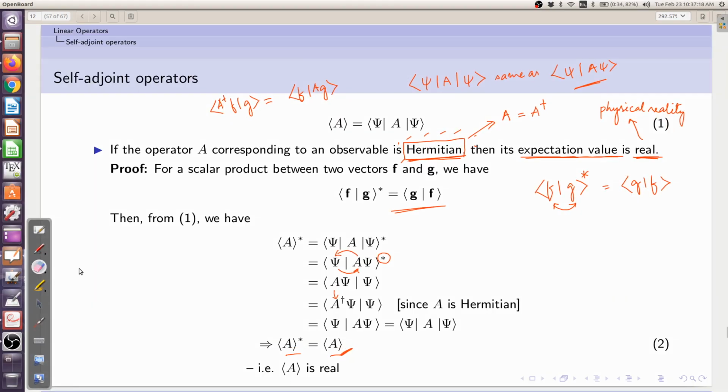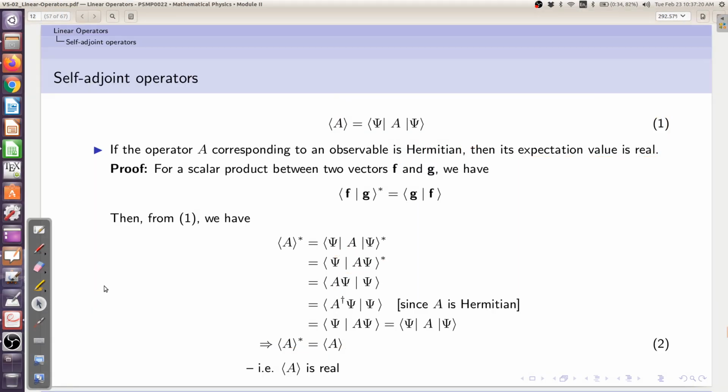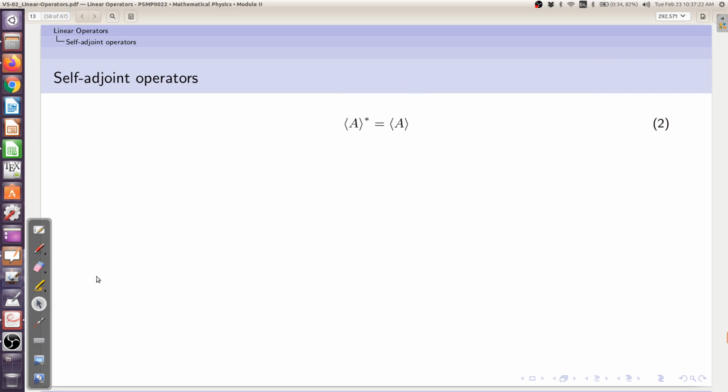Okay, so let me erase this and then move forward. Since for a Hermitian operator A dagger is equal to A itself, then A mu nu is equal to A nu mu star. This is basically the elements of the matrix.